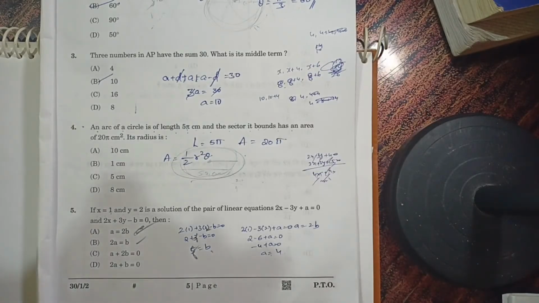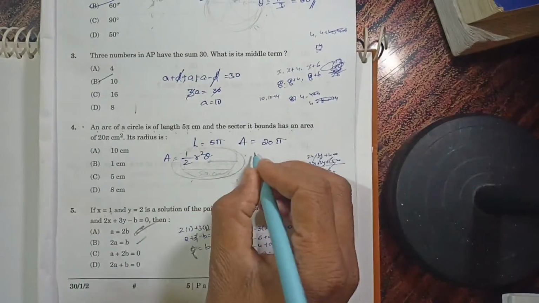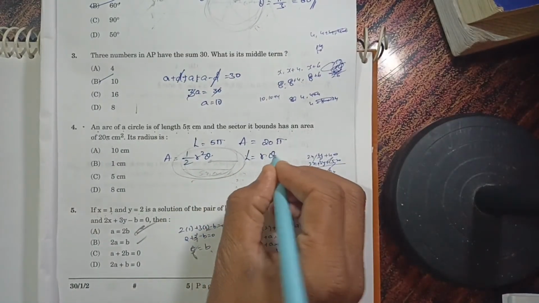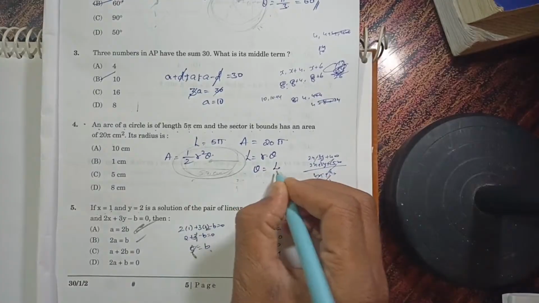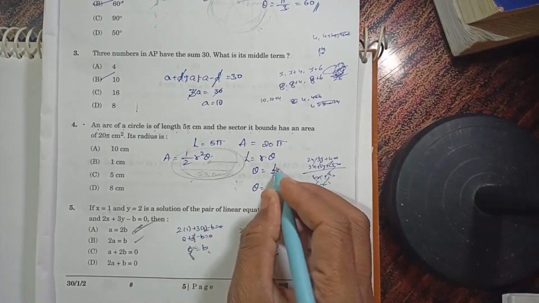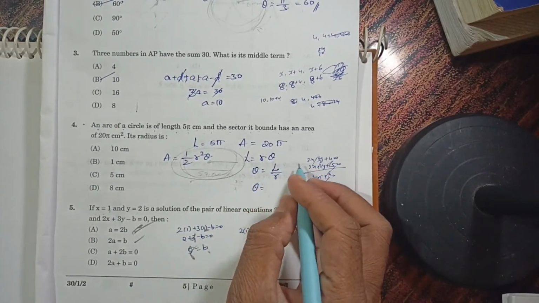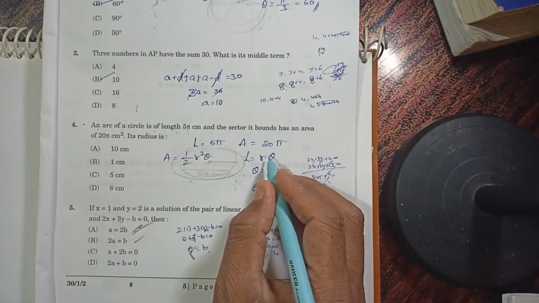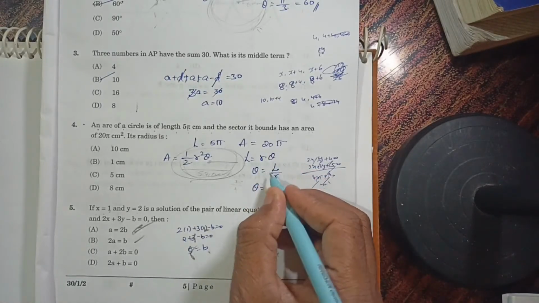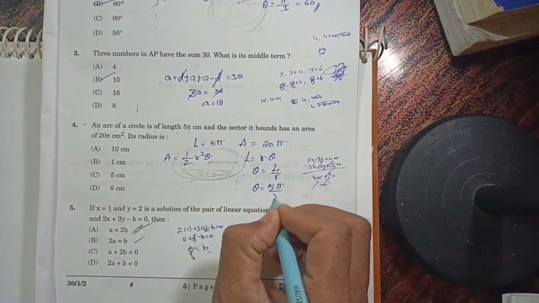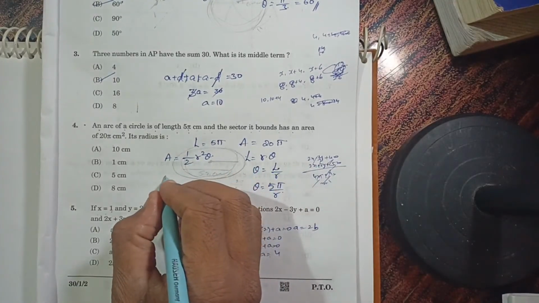Arc of the length we have to find out. Now see, first we have to find out L is equal to r into theta. Theta value becomes L by r. So theta is equal to L by r, we know the length. We have to find out the length first of all. Length is 5 pi. So theta is 5 pi by r. Theta value we got. So area is how much?